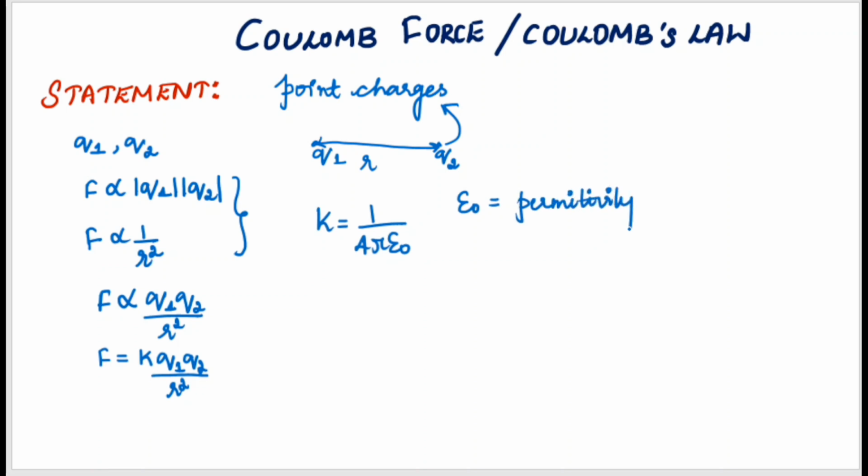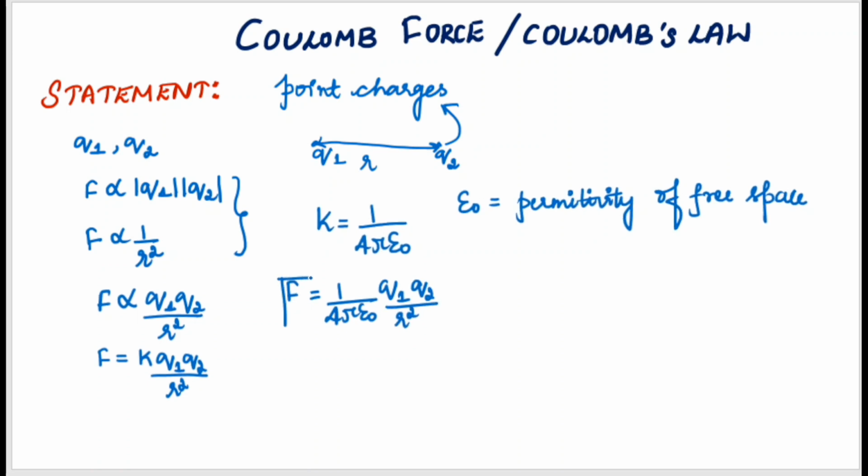Permittivity of free space. Okay, so on replacing the value of K, we get force equal to 1 divided by 4 pi epsilon naught, Q1 Q2 divided by R square. So this is the value of force in terms of magnitude only. In terms of magnitude, the value of force F is equal to 1 divided by 4 pi epsilon naught, Q1 Q2 divided by R square.